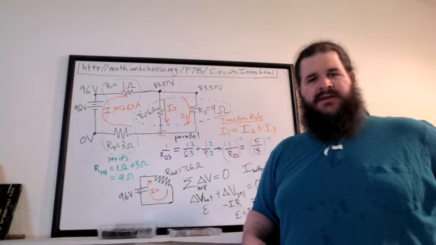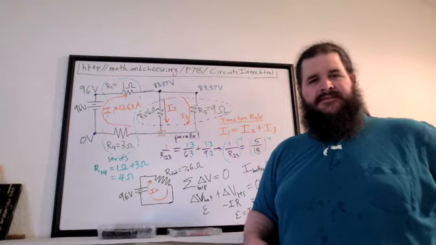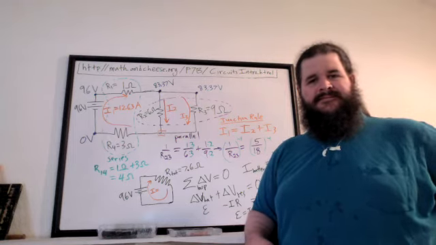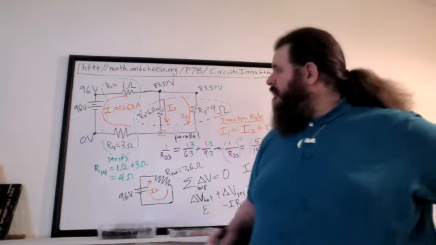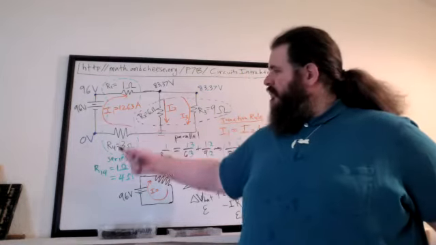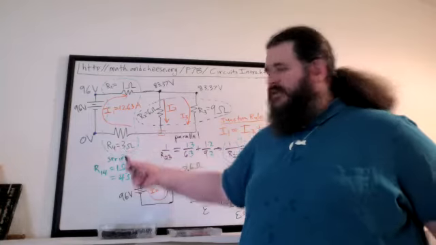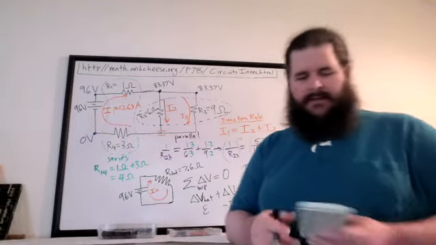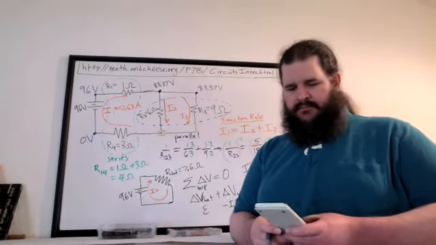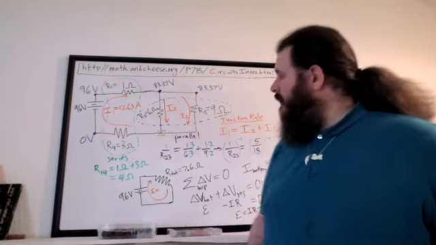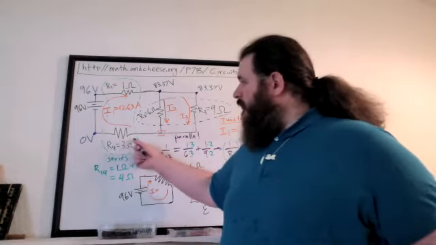Do we know the current there? Yeah, it's 12.63 amps. So we can multiply current times resistance, 12.63 times 3, and get 37.9. So that's the voltage drop across this resistor.